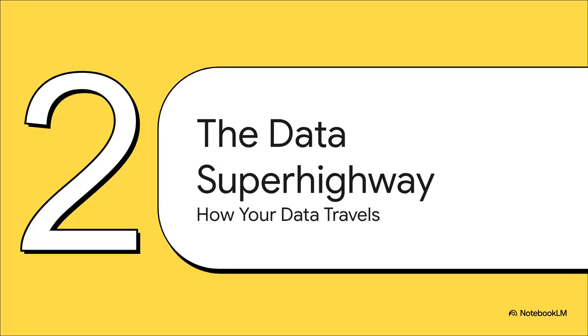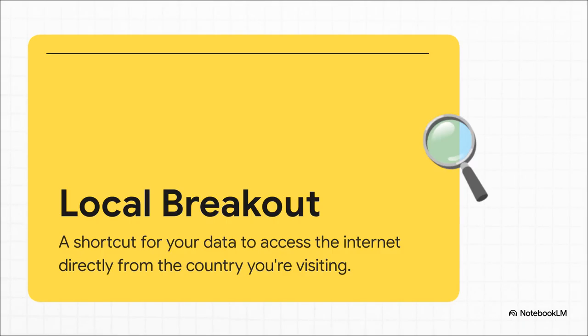So let's tackle the easy one first, that data superhighway. You'll see that the way your data actually travels is surprisingly simple and super efficient. All right, the big idea here is something called local breakout. And honestly, it's a game changer. See, back in the old days, your internet traffic might have had to travel all the way back to your home country before it could get to the internet. It was slow and inefficient.